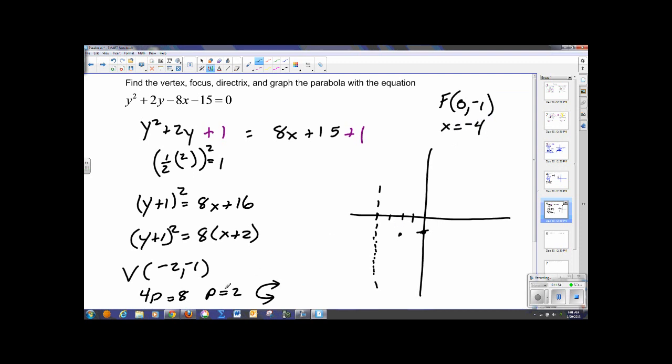And then now I just have to graph it. If I know p is equal to 2, well then I have 2p equaling 4. So I move 4 up and down. From that focus point, move up 4, put a dot, move down 4, put a dot, and sketch my parabola. There we have it. Moving forward.